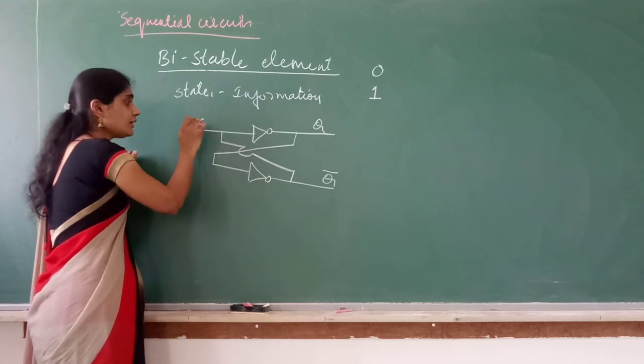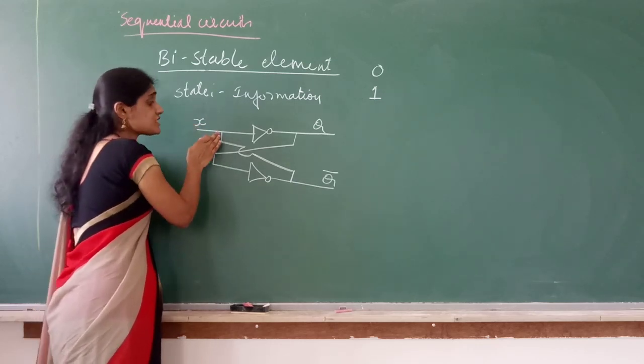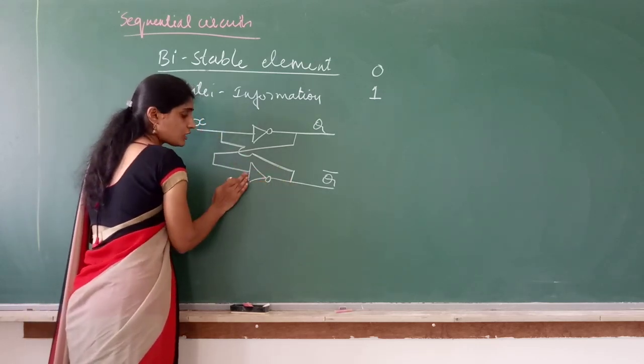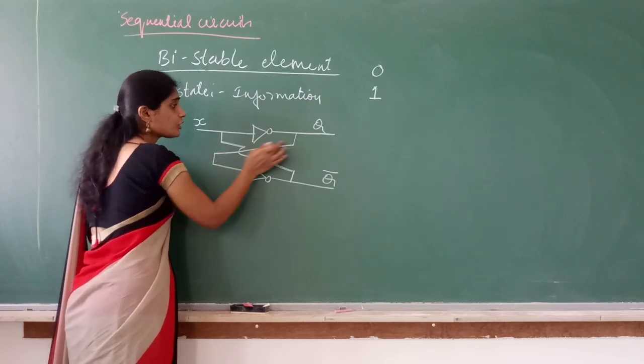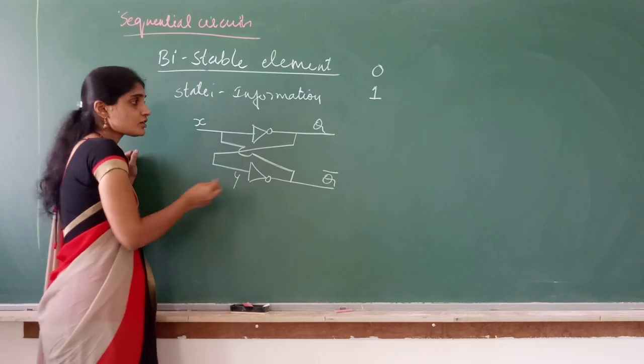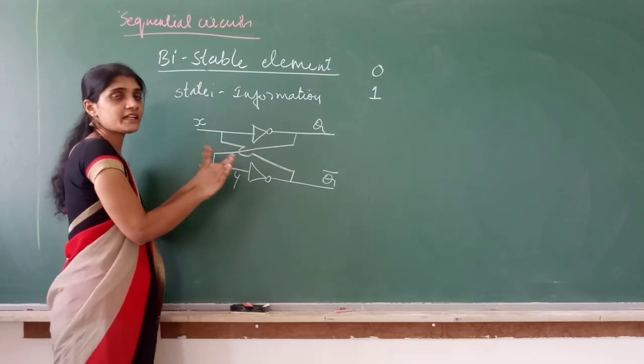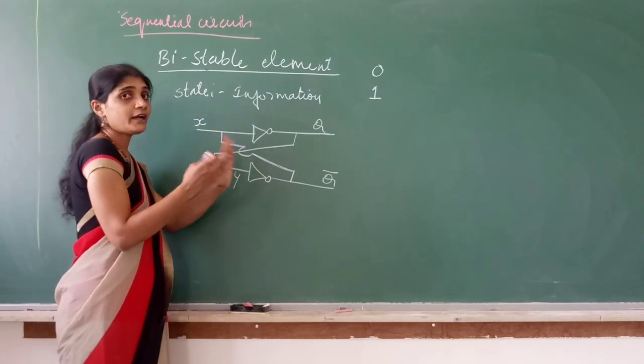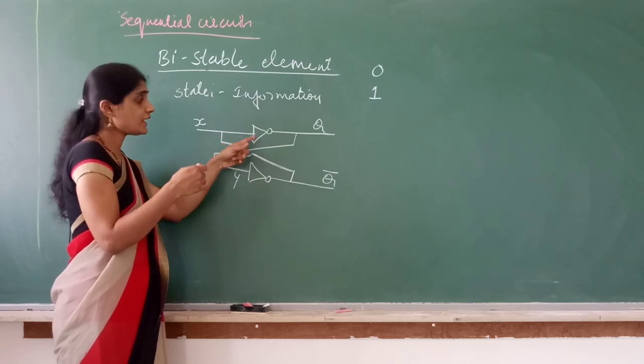Okay, input is what? X, which is nothing but Q bar. What is the input to the other NOT gate? Q. You can call this Y. Y is nothing but Q. So, a very simple gate I have taken, which is the NOT gate. Depending on the type of the flip-flop or latch, the gate will vary.